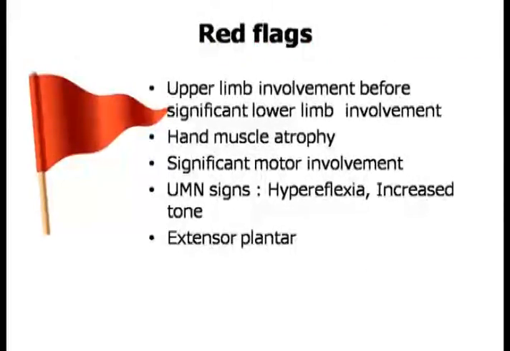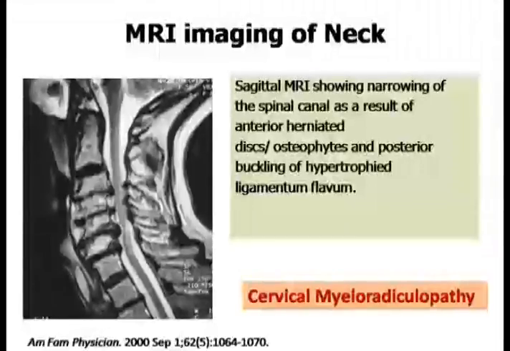So having an upper limb involvement before significant lower limb involvement, again, is a sign that you should be looking at other causes. Significant motor impairment in comparison to sensory impairment. Upper motor neuron signs like hyperreflexia, increased tone, extensor plantar, these are all features of upper motor neuron disease, which is not very typical of patients with diabetic neuropathy, and that's the reason why these are the red flags which have been raised. So this patient has a cervical myeloradiculopathy, and you can see multiple disc compressions at the cervical levels, which explains why you have a combination of upper motor neuron and lower motor neuron signs. In this patient, think of another cause, think of cervical disease.